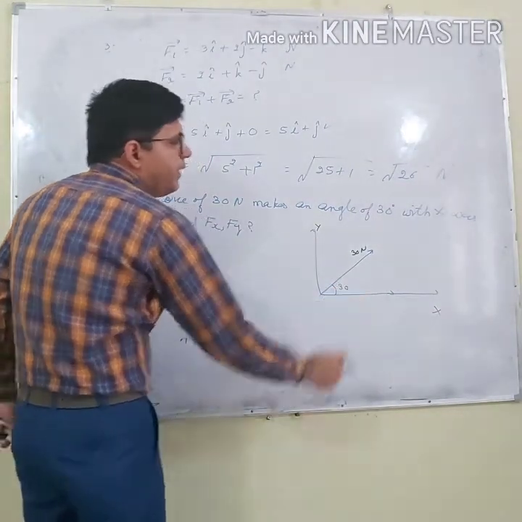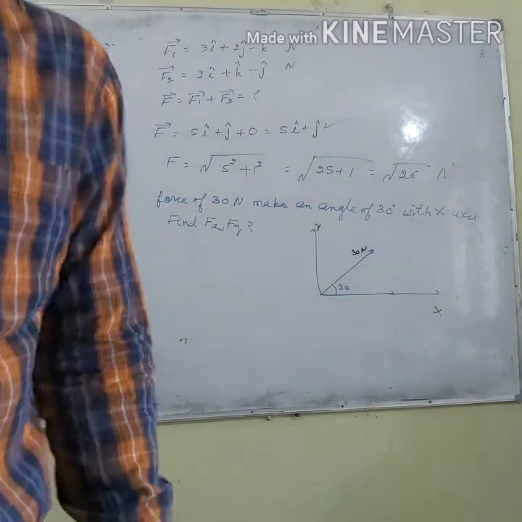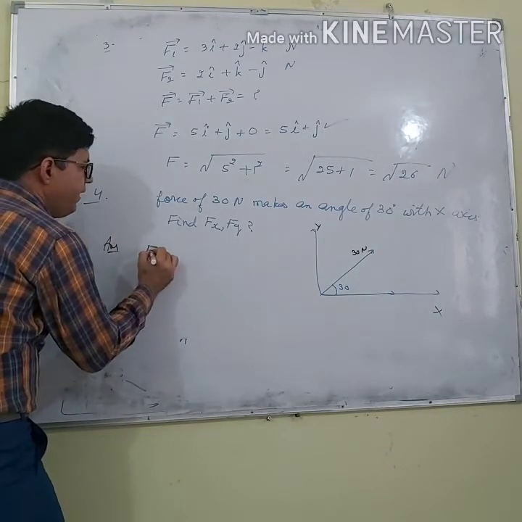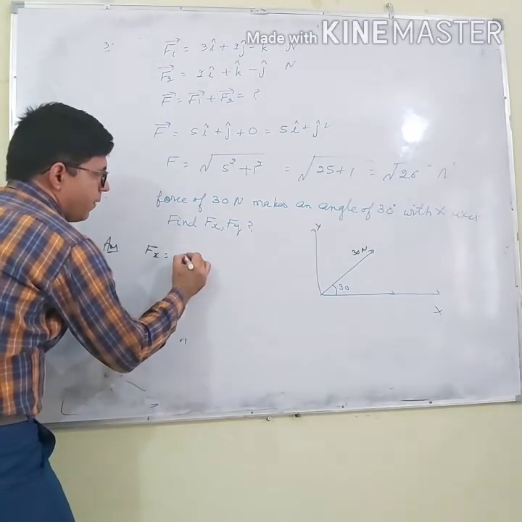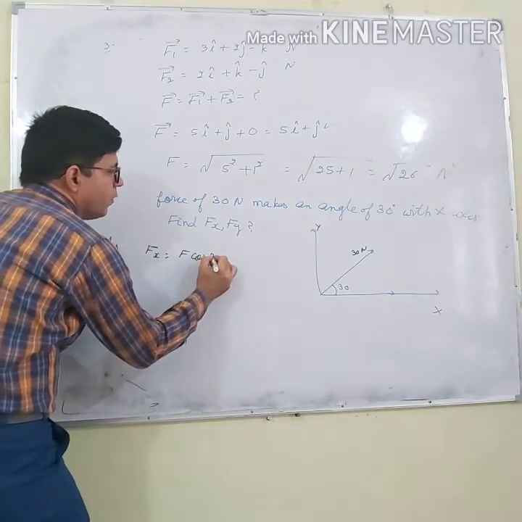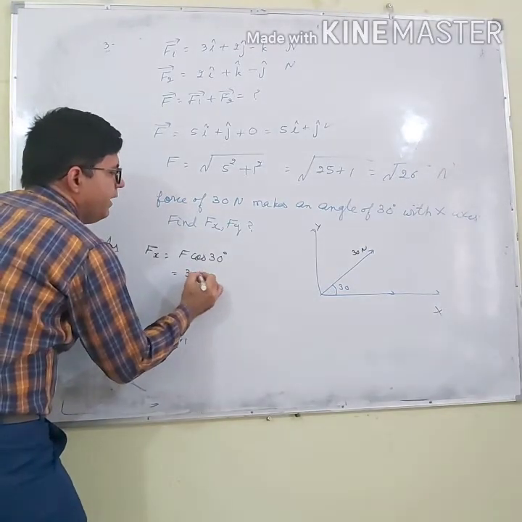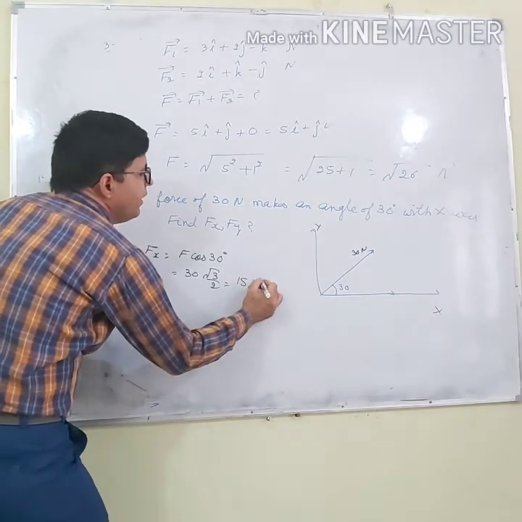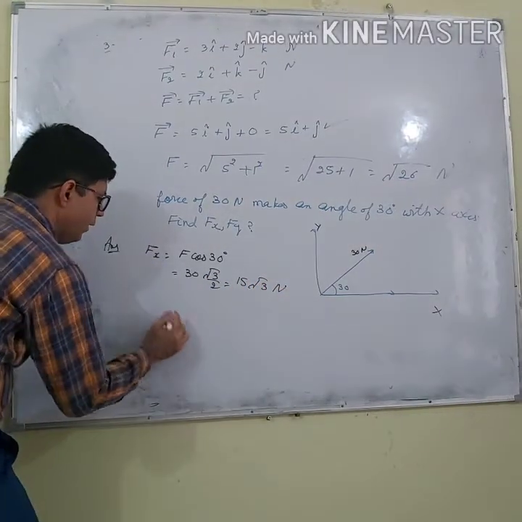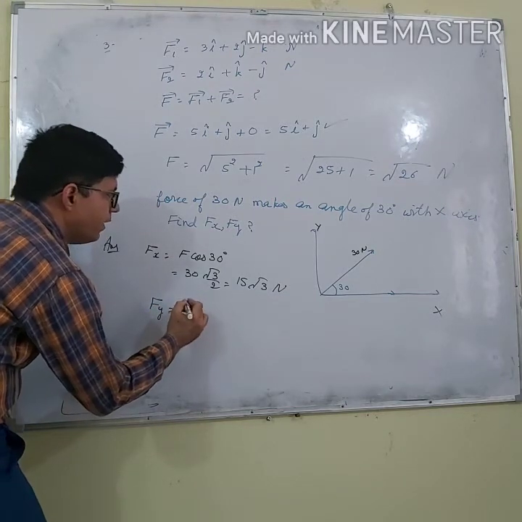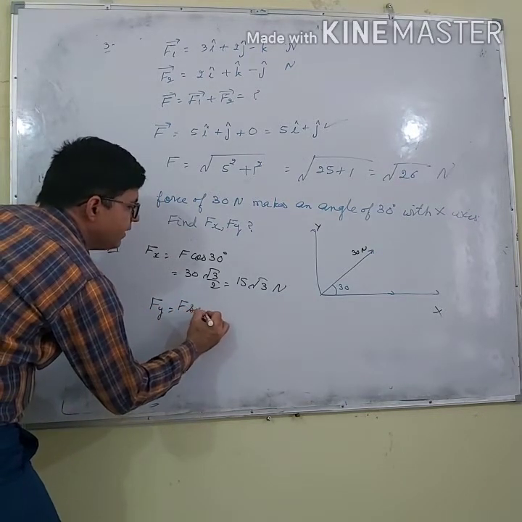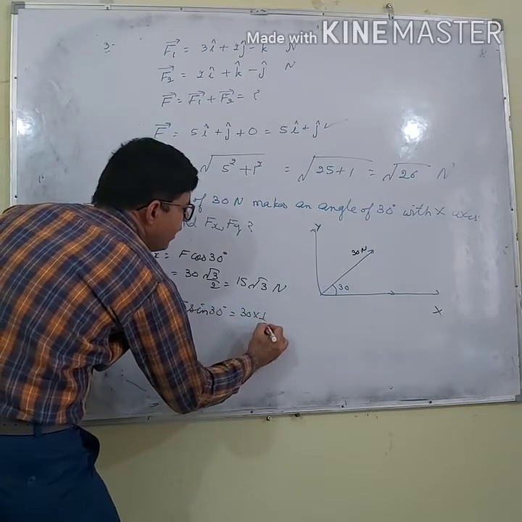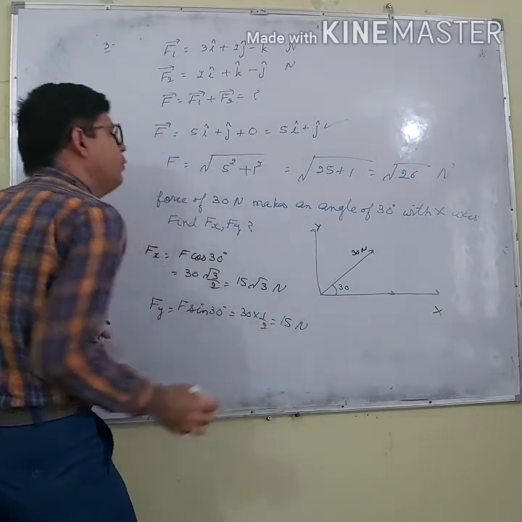Now 30 Newton is making angle with x-axis. So what is the component along x-axis? Answer is Fx is F cos 30, 30 and what is cos 30? Cos 30 is root 3 by 2. 15 root 3 Newtons. And what is Fy? Fy is F sin 30. So what is sin 30? Sin 30 is half. It is 15 Newtons.